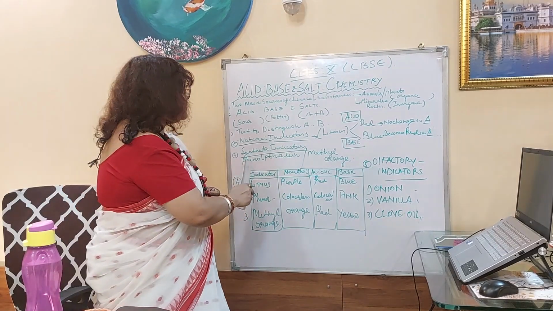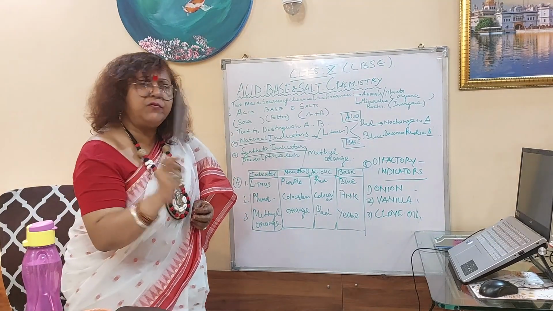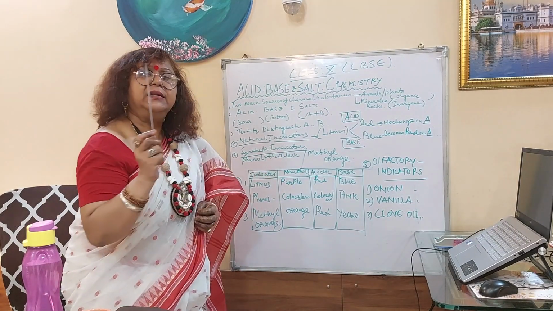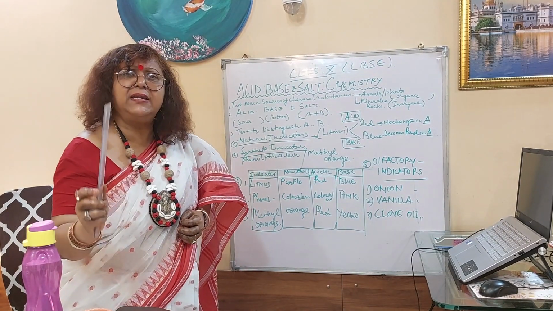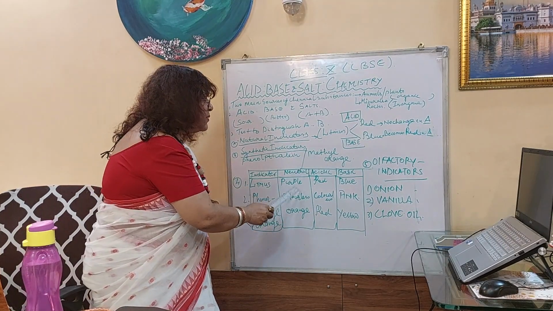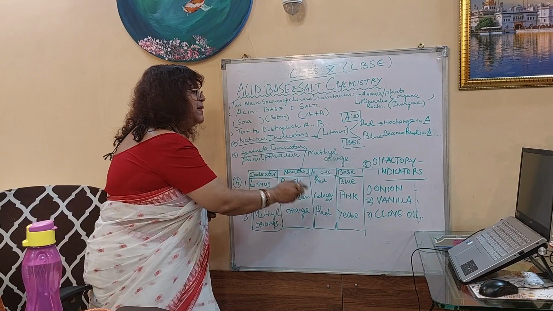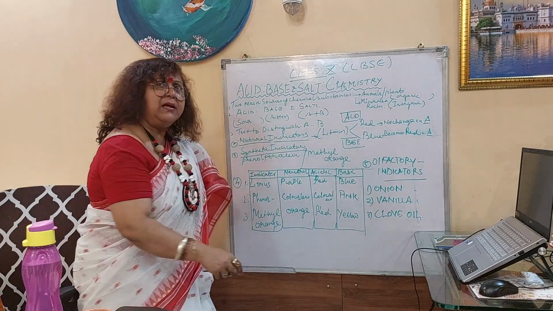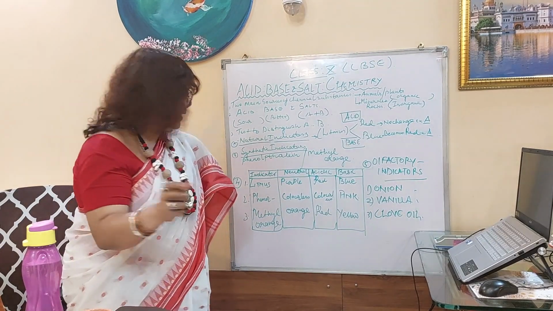Okay. Then come the two synthetic indicators which you will keep in mind, the phenolphthalein and the methyl orange. These are known as synthetic indicators because when we test them in a neutral solution, acidic solution and basic solution, their colors will be different. Now this is a small table which you should also prepare and keep in your mind.